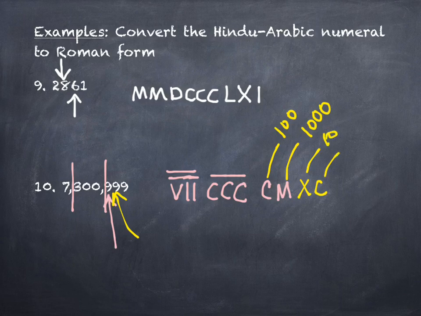10, and what's C worth? 100. So the way I get 90 is by doing 100 minus 10. So with the 10 in front and then 100 next, then I have XC.